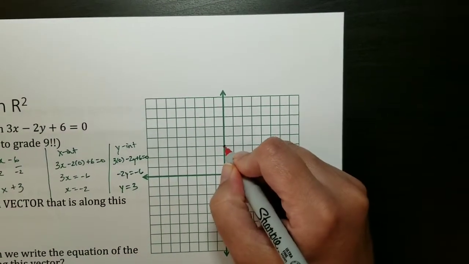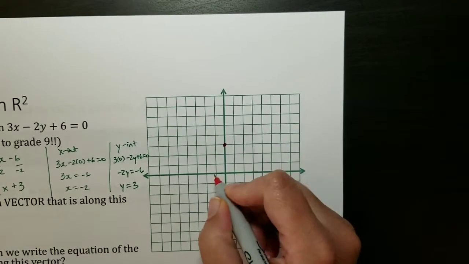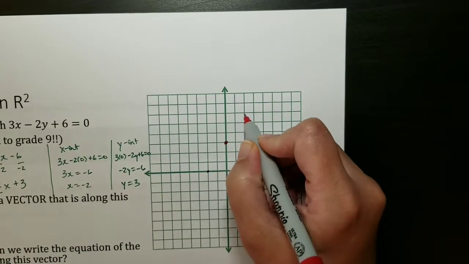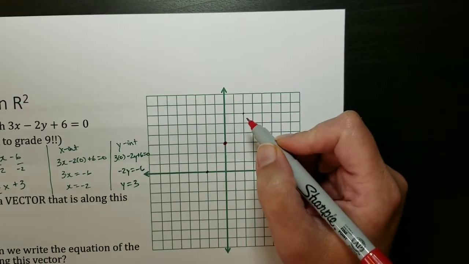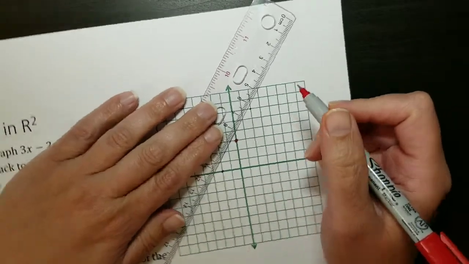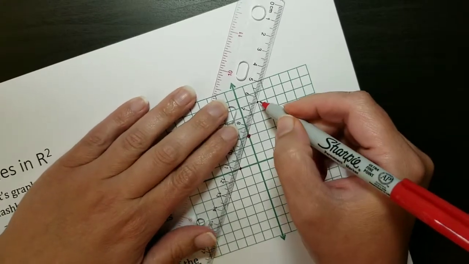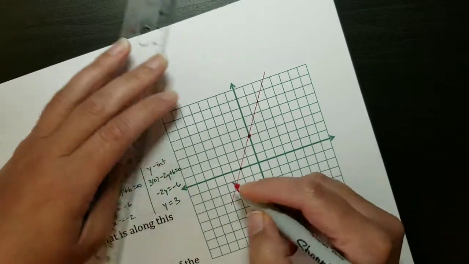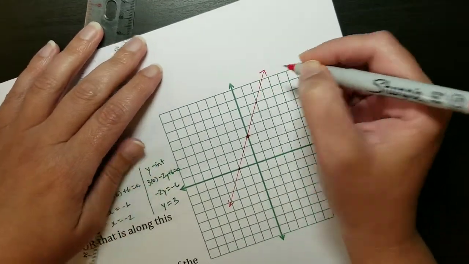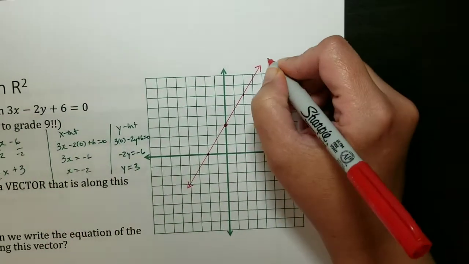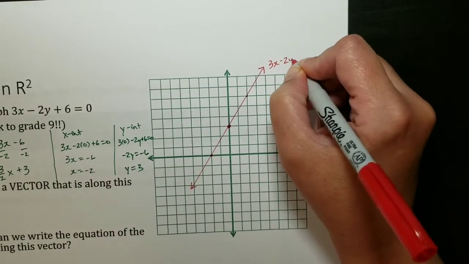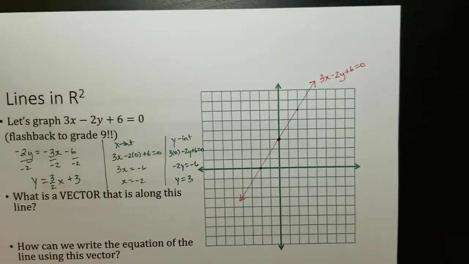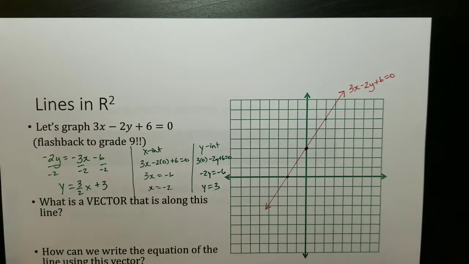So we will put a y-intercept of 3, an x-intercept of negative 2, or using a rise of 3 and a run of 2, of course, you get the same line. So I'm going to connect my points here, draw that, and label it 3x minus 2y plus 6 equals 0. Okay. So that's how we graph lines. We know how to graph lines.